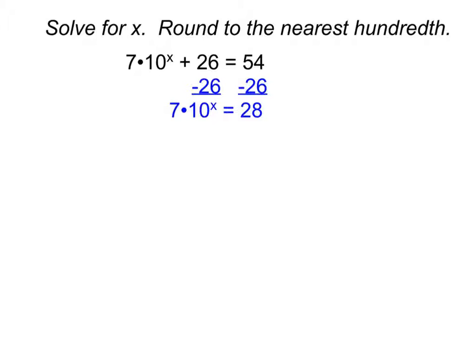All right, now that we're here, you can move the 7 over. So now go ahead and divide both sides by 7, and then go from there. And so from here, we know that we're solving for the exponent, so I need to write it in logarithmic form. When we switch it into log form, we end up with x equals log base 10 of 4.